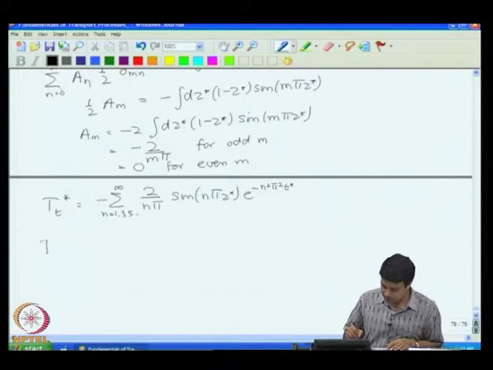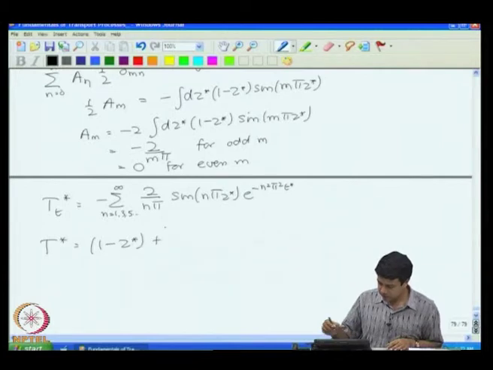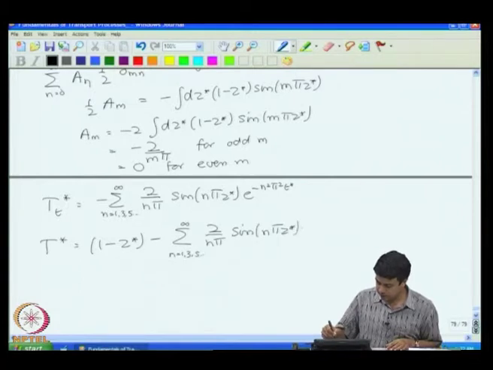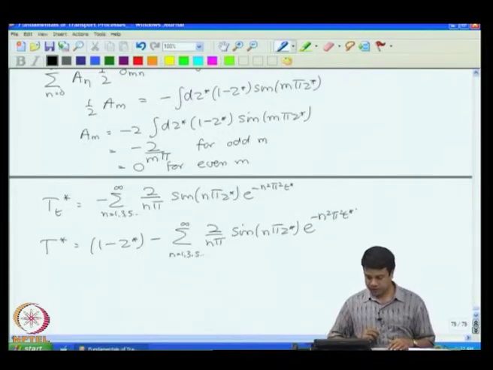The total temperature is equal to this plus the steady state, that is 1 minus z, plus the minus summation of 2 by n pi sine of n pi z terms. So, that is the final solution for the temperature field.